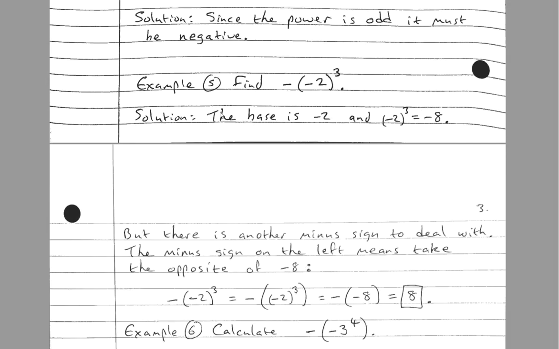Okay, this tricky looking example 5. Maybe a good way to read it is as the opposite of negative 2 cubed. So the base here is negative 2. Negative 2 cubed: you can see 2 cubed is 8, and we have an odd power of a negative, so the answer is negative, so negative 8. But we're not finished here. We still have to deal with that minus sign.